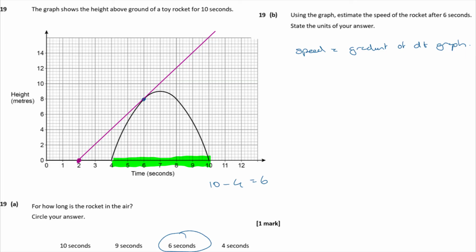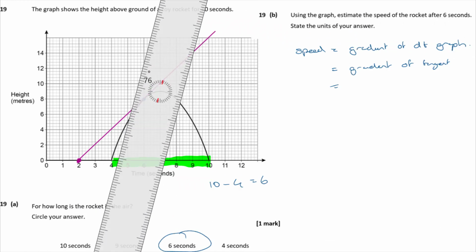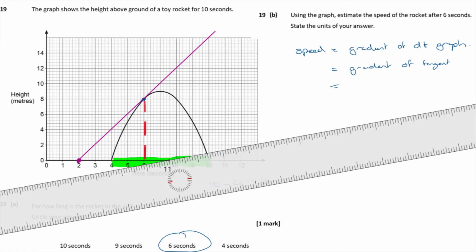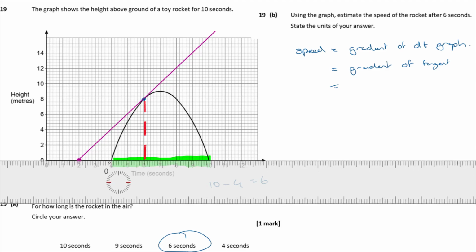And I'm going to use change in y divided by a change in x. So the speed is equal to the gradient of the dt graph, which is equal to the gradient of the tangent drawn at the point of contact. Change in y would be this height here. So we want that value, and we want change in x, don't we? We want this value here.